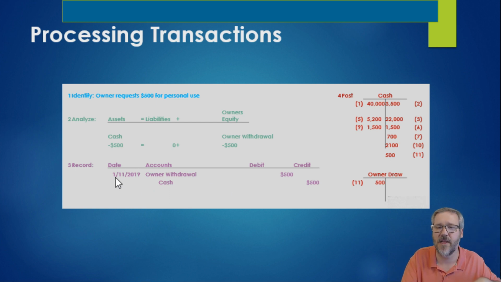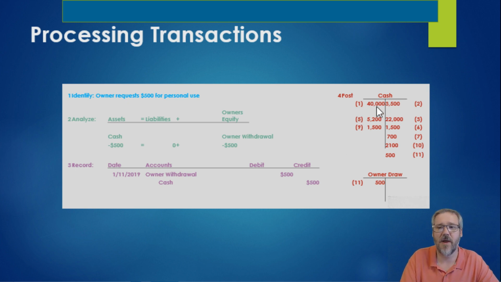We'll get to that a little bit later. But we can see here under the record section on the date, 1/11, owner withdrawal is debited for $500. Now again, this debit represents an increase to owner's draw, an increase to dividends, which is what we're eventually going to start calling it. This debit entry is an increase to dividends, but it is a decrease to owner's equity. Of course, cash being credited for $500, that's a very obvious decrease to cash, right?